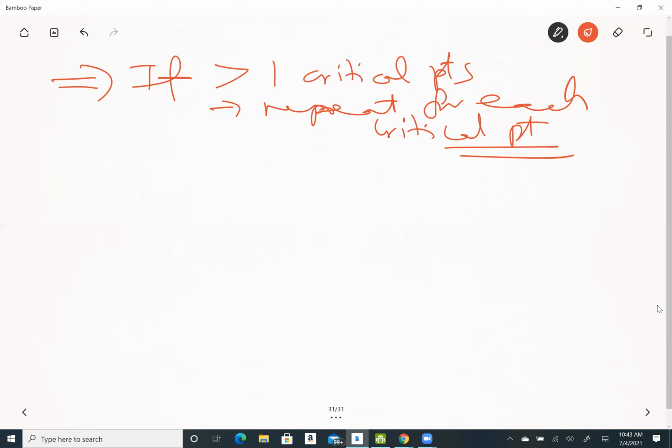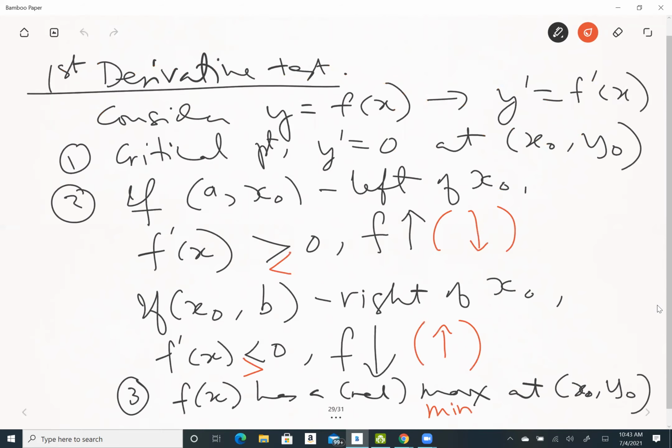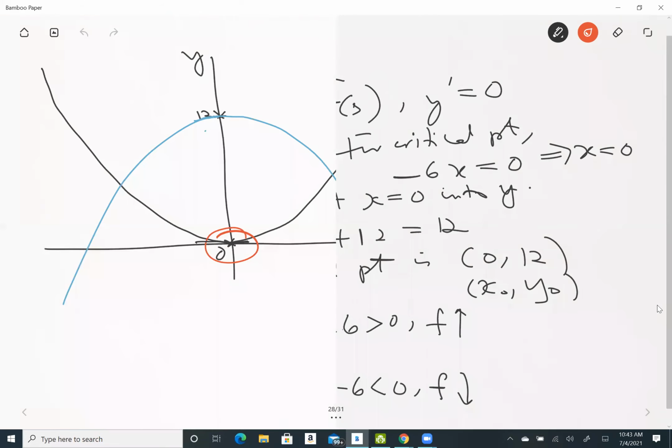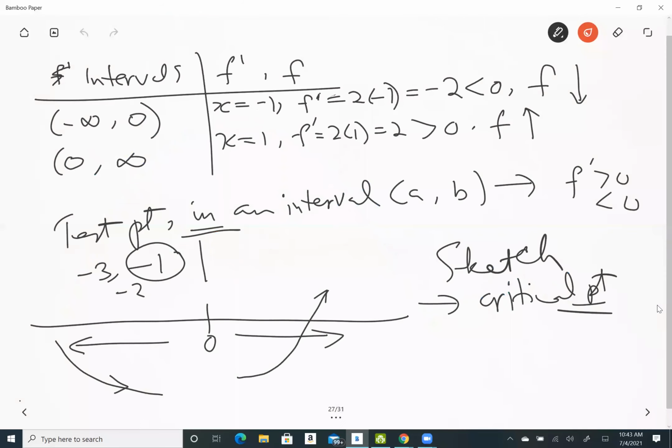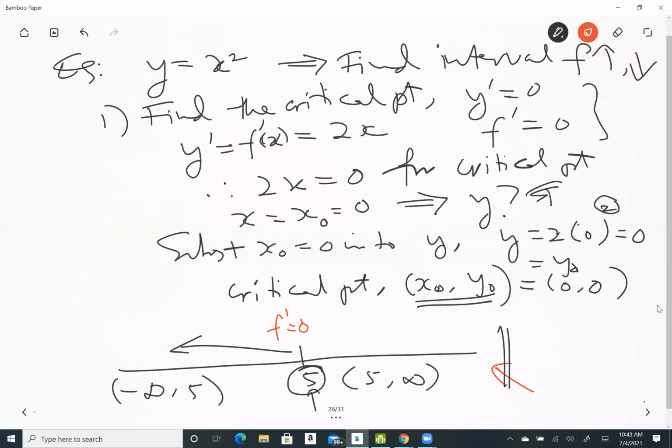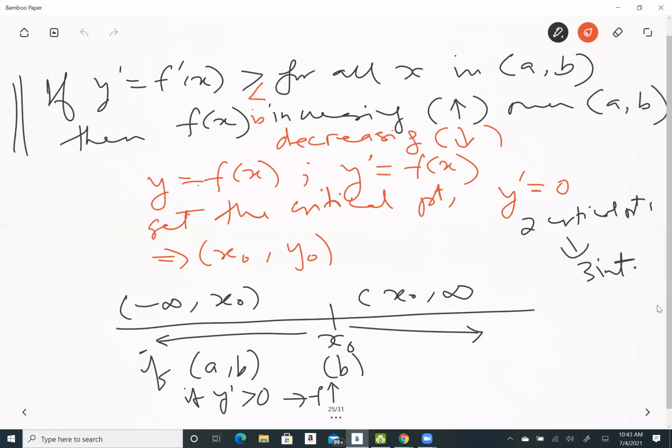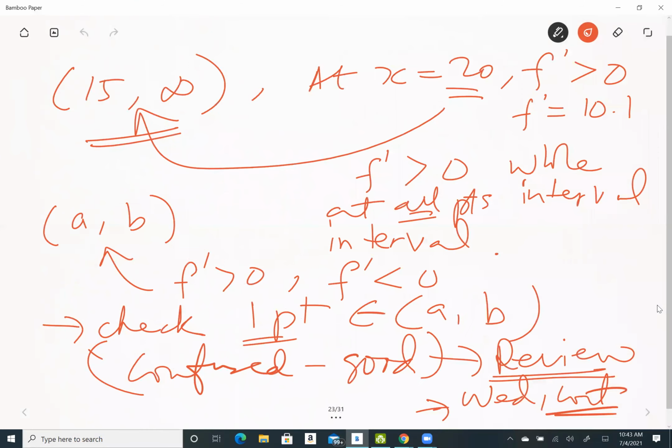Okay, all right. So let us talk about another example where there are 2 critical points. I drew the graph earlier. I think I drew a graph of a cubic function. It will look something like this.